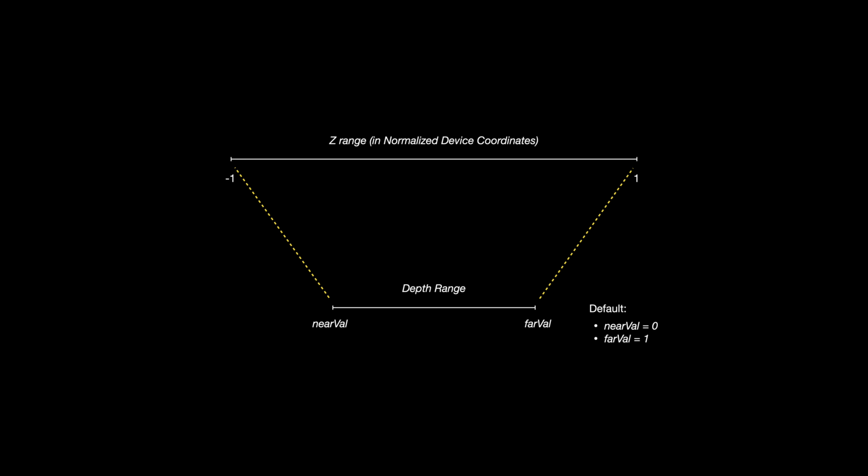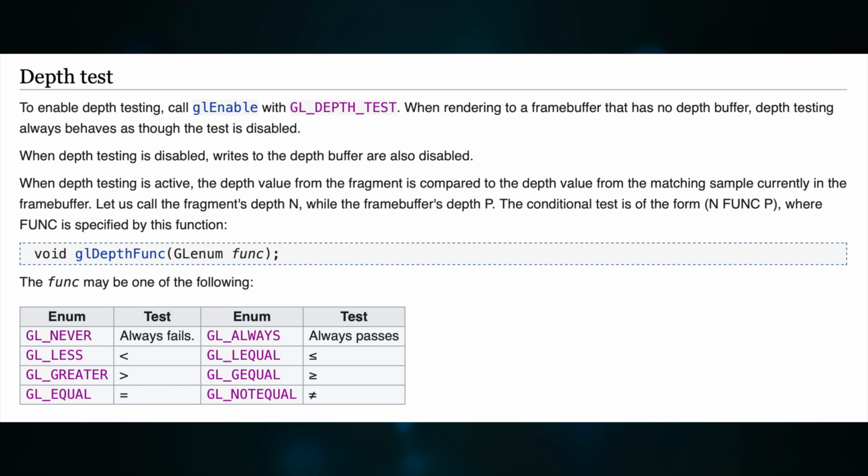OpenGL can map the Z value of our fragments into something called depth range, which by default is 0 to 1. With depth testing enabled, the depth value of all the fragments or pixels to be drawn is compared to the value stored in a depth buffer, and only the ones passing the test are drawn on the screen. The default test is GL_LESS, meaning lower Z values will be chosen over higher Z values. That's why the elements with the lower Z value look closer to the viewer.